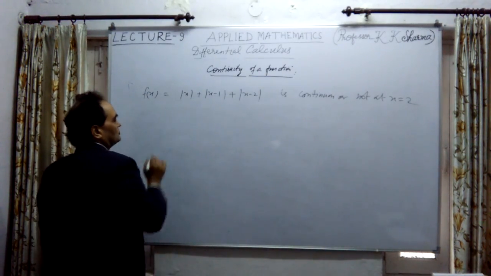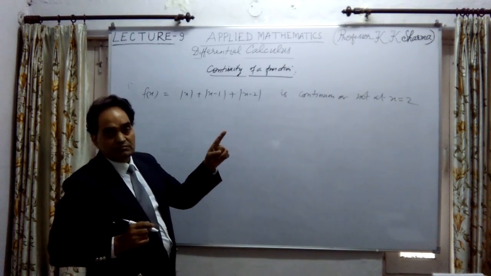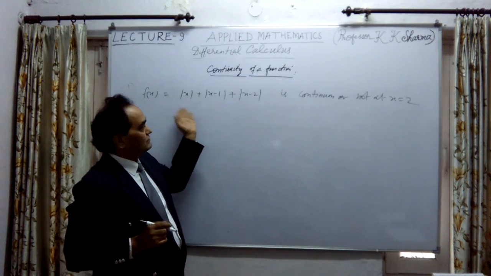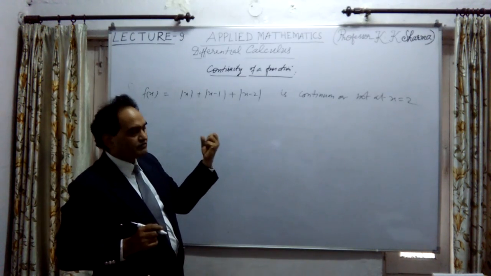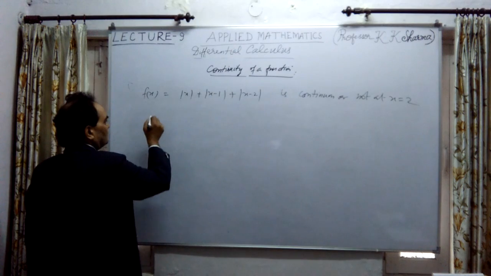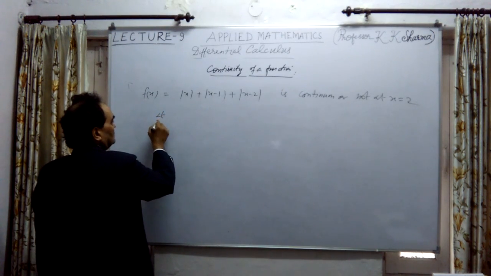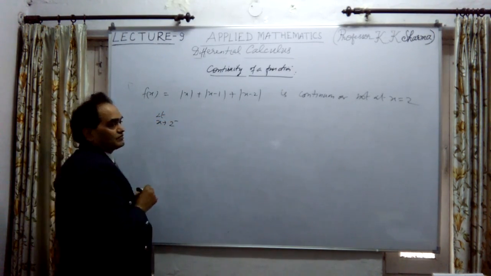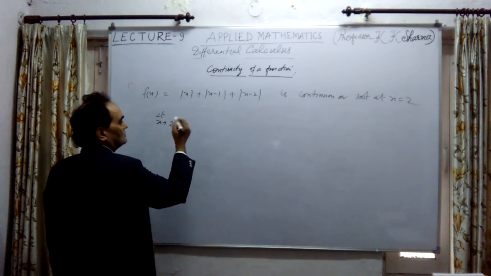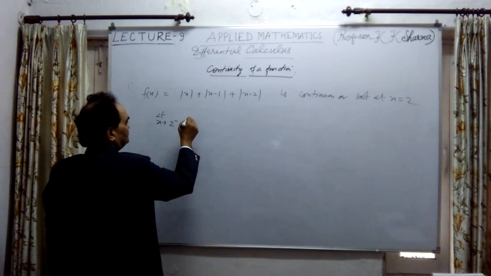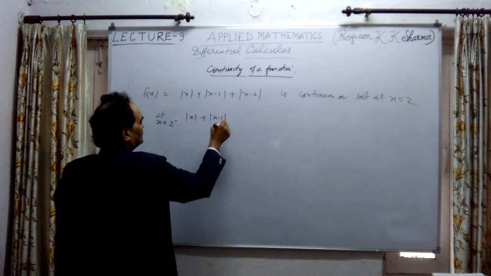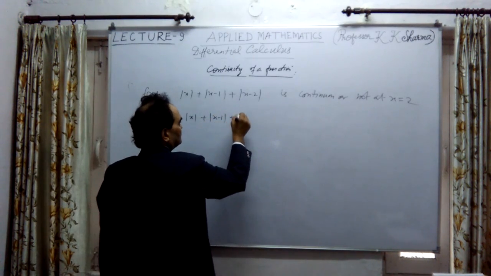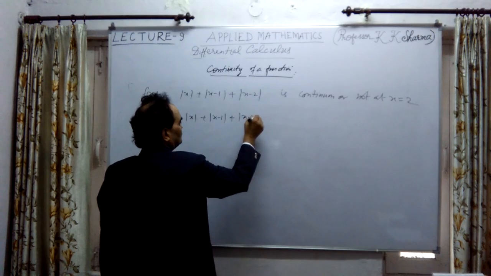So what are the values of the function in the neighborhood of 2, that means the left side or right side of 2. Let me take the left limit and right limit of this. Limit x tends to 2 from the left, that means 2 minus h, or a lesser value. Modulus x, let me first write them, x minus 1 plus x minus 2.